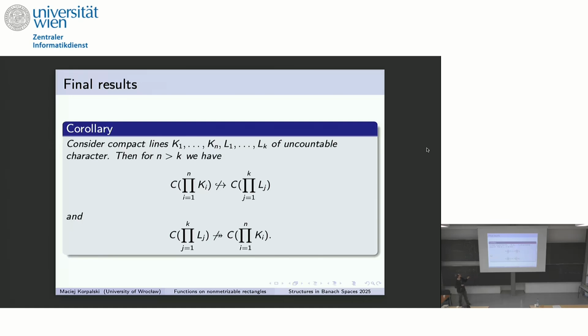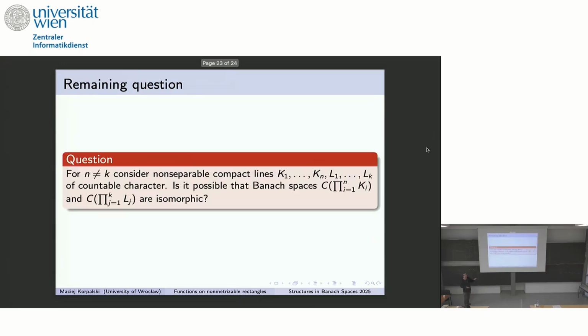But then we had separable compact lines. Here we have compact lines of uncountable character. And there is some space in between, right? So some Aronszajn lines and so on. And it's hard to say what happens then. So that's basically the remaining question, right?